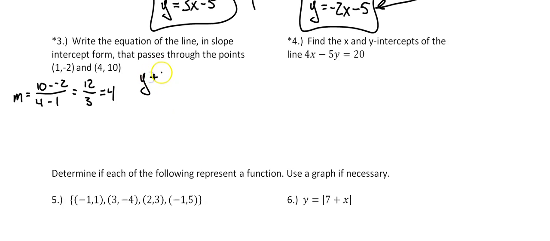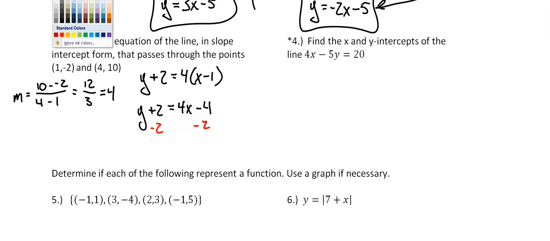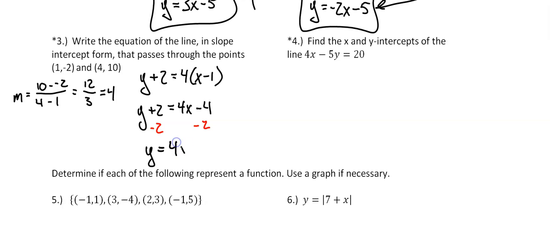So y minus the y value, that's y plus 2, equals m times x minus the x value. And now just rewrite it. I have to distribute that 4 and then subtract the 2 from each side. And again, I think that's the easier method, but most of us have slope-intercept form memorized, so y equals mx plus b. Not all of us necessarily have point slope form, so we might have to go the other route.